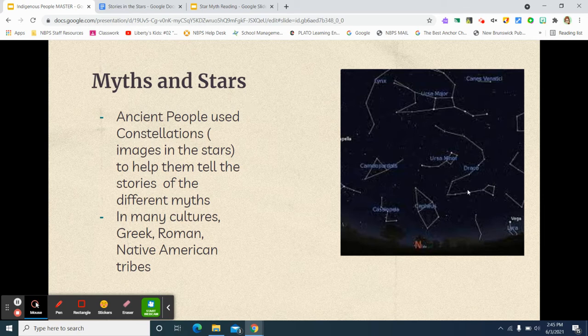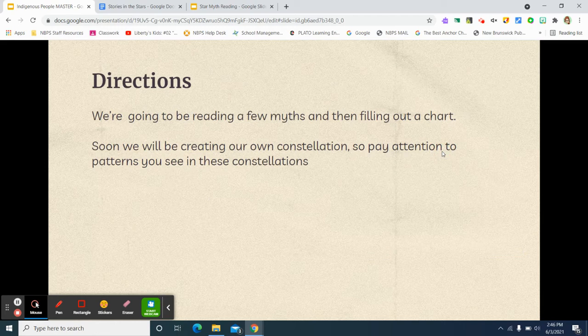So when they looked up in the sky, they connected these different stars together and they saw pictures, right? So this one, Ursa Major, that's a bear, Draco is a dragon. They use these pictures and their imagination to explain what's happening in the world. So we are going to be reading a few myths and then filling out a chart today. And later this week, you're going to be creating your own constellation. So pay attention to patterns you see in these constellations.